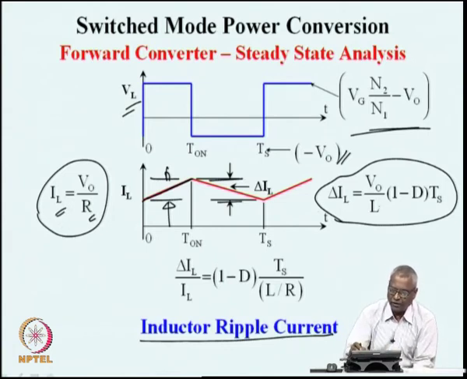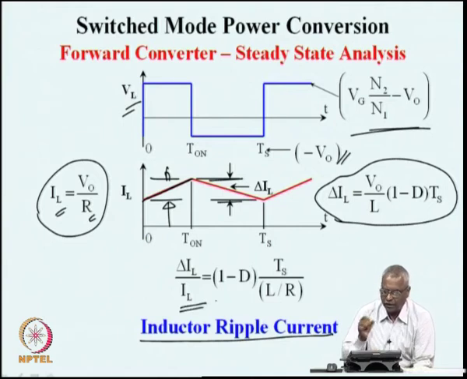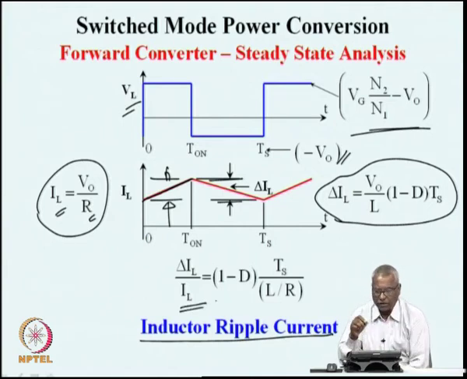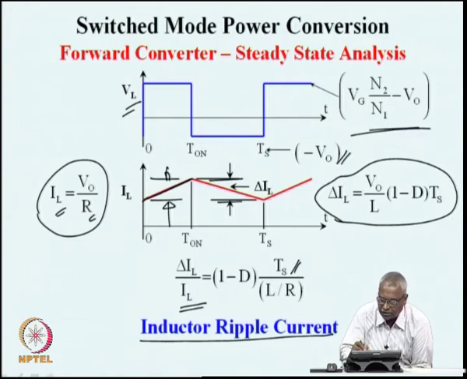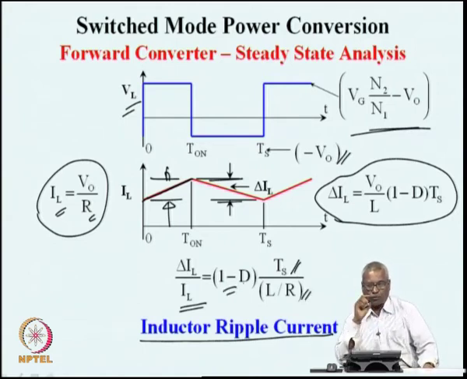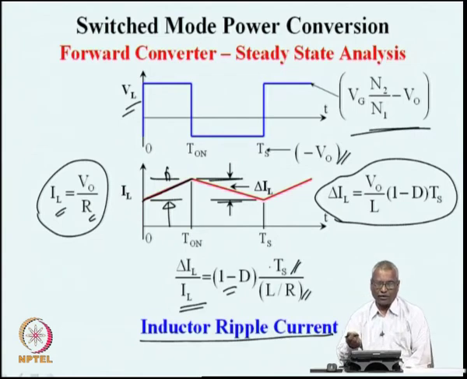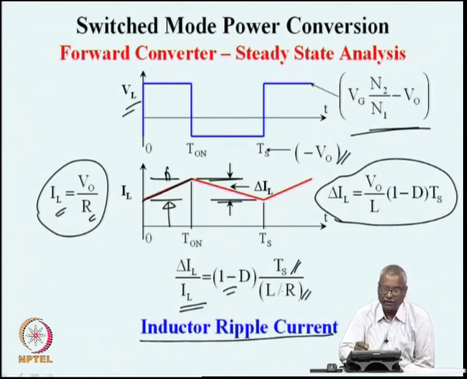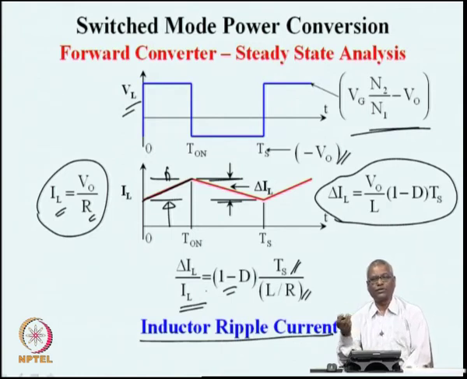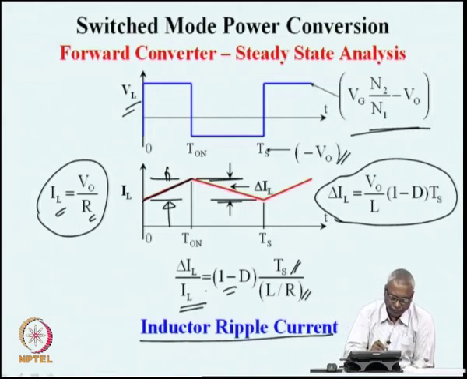Now, if you combine these two, you get the current ripple in the inductor as a function of Ts by L by R and a multiplier of 1 minus D. In other words, the switching frequency determines the current ripple. The natural time constant inversely determines the current ripple, and 1 minus duty ratio directly relates to the current ripple.